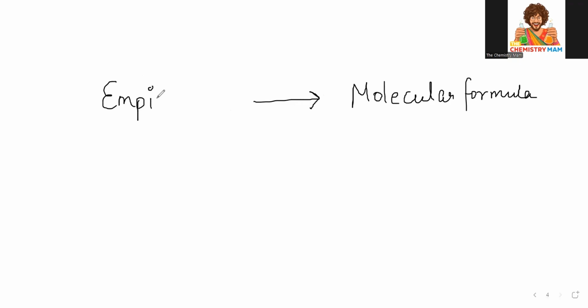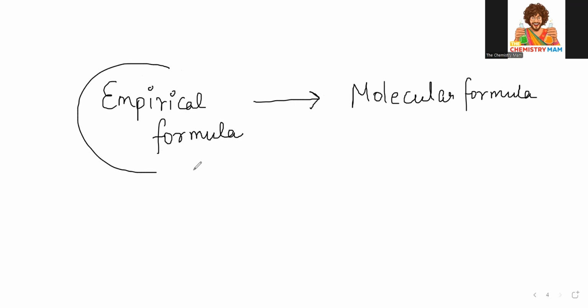Okay, so now let's understand in this last question how to calculate the molecular formula. And to be able to calculate the molecular formula, we need to take help of the empirical formula. That is why we first learned to calculate the empirical formula, and then we are learning how to calculate the molecular formula. So let's do one question.